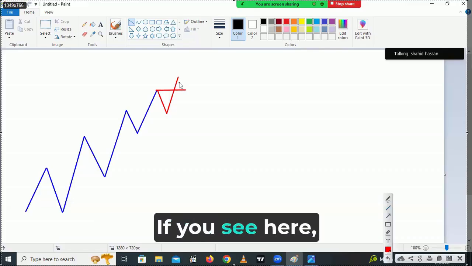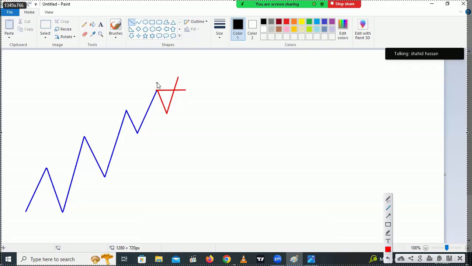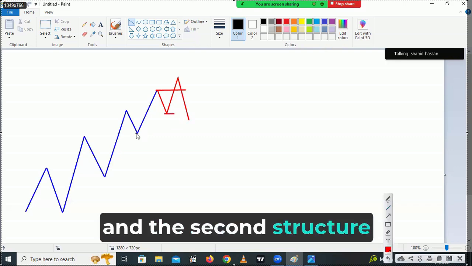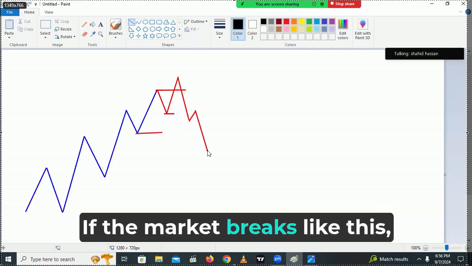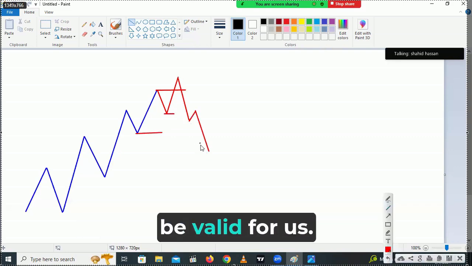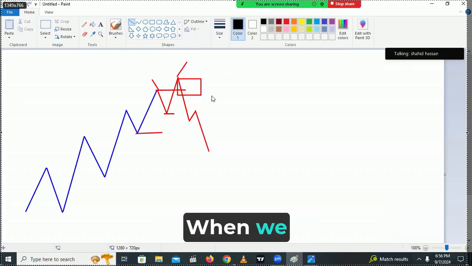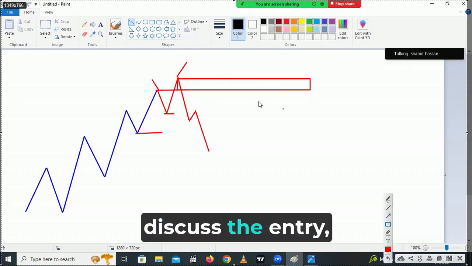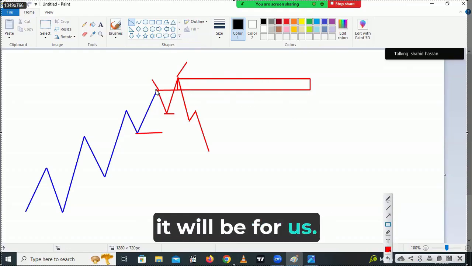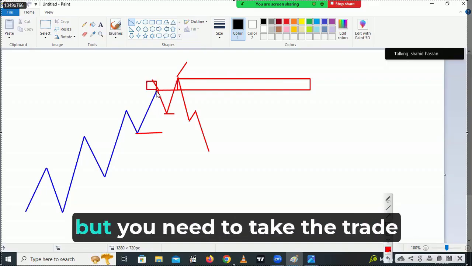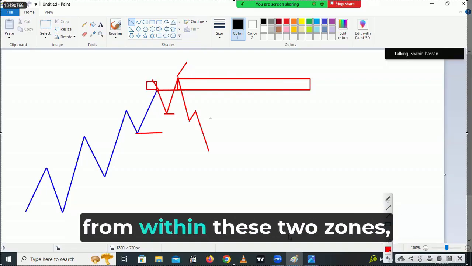Okay, if you see here, first we have this, and the second structure came here. If the market breaks like this, then this whole zone will be valid for us. We will trade on the engulfing here, and we need to take the trade from within this zone and this zone. When we discuss the entry, it will be for us. Some people might call it a QM, but you need to take the trade from within these two zones.